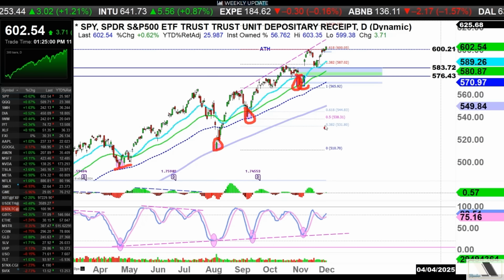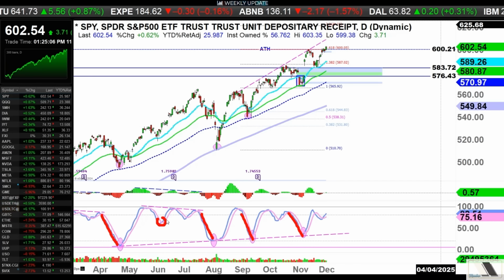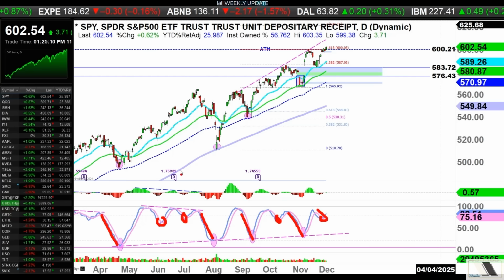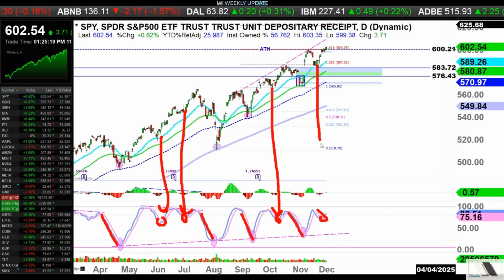Also, you see, after the reset, you see these other smaller resets. I think that's what's going on right now. The smaller reset, right? Smaller reset.